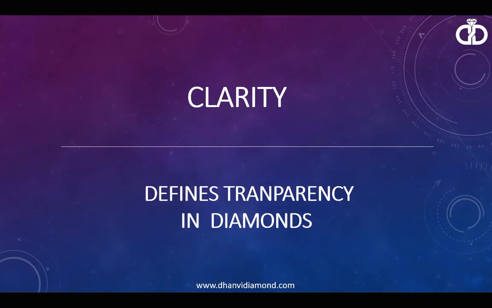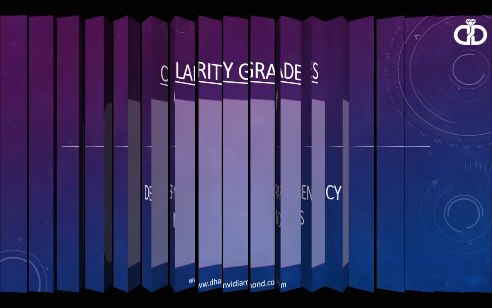Clarity basically defines transparency in diamonds, based on the presence of different kinds of inclusions. You must have heard of feathers, crystals, and other similar things present in diamonds. They occur naturally, and their presence upgrades or degrades the clarity grade. Depending on their position and the number of inclusions, the clarity grade is assigned.